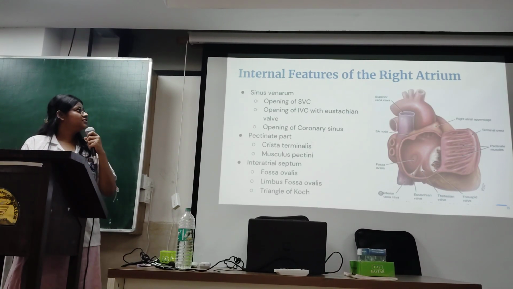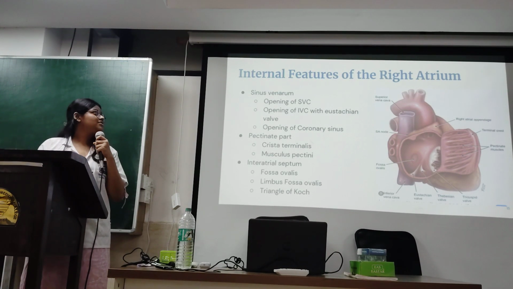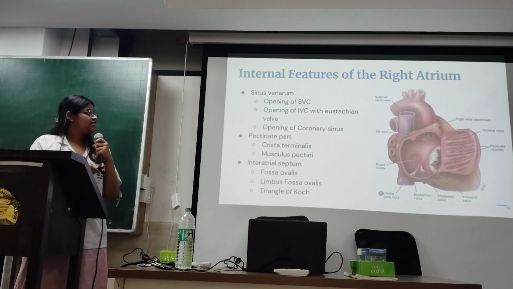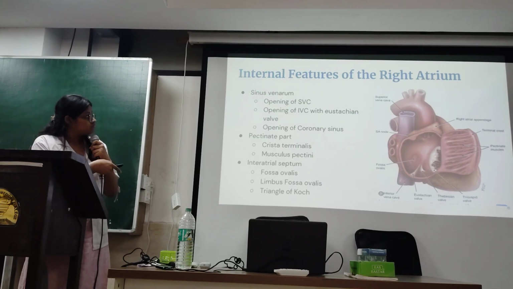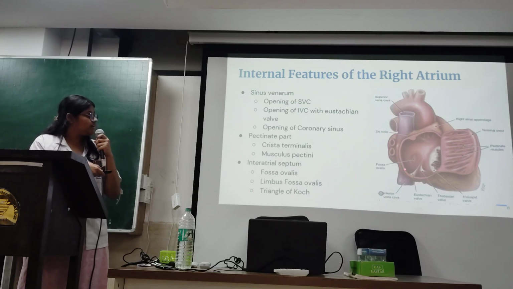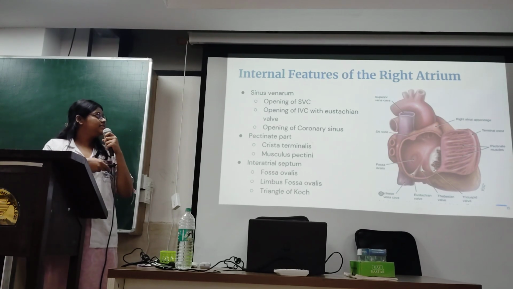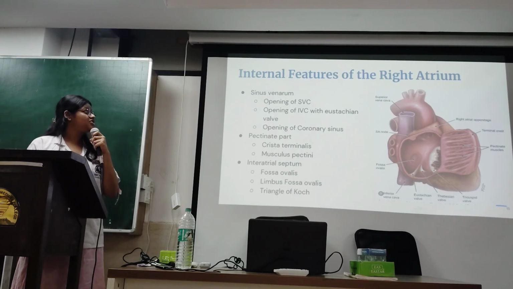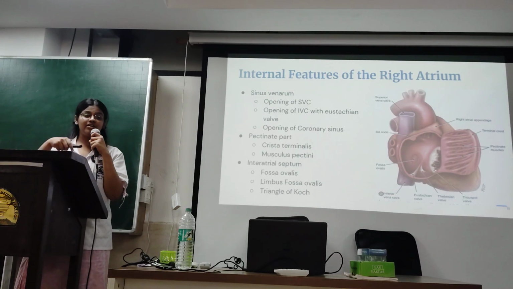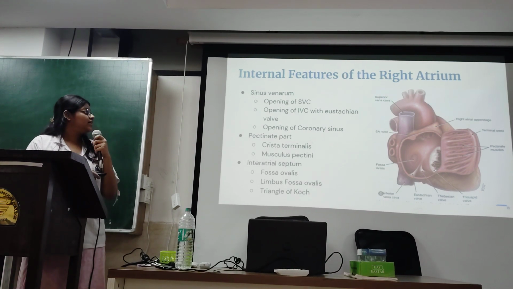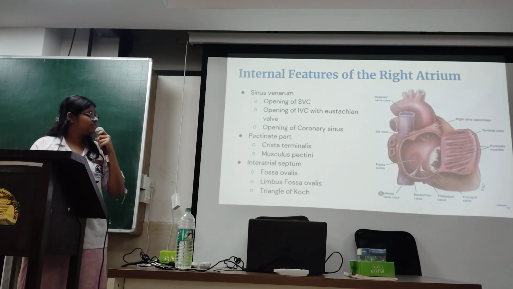The internal features of the right atrium consist of three parts: the sinus venarum, the pectinate part, and the interatrial septum. The sinus venarum has the opening for the superior vena cava, the opening of the inferior vena cava, which is regulated by the rudimentary valve called the eustachian valve. In the embryonic stage, the eustachian valve guides the blood from the right atrium to the left atrium through the fossa ovalis, and it also has the opening for the coronary sinus.